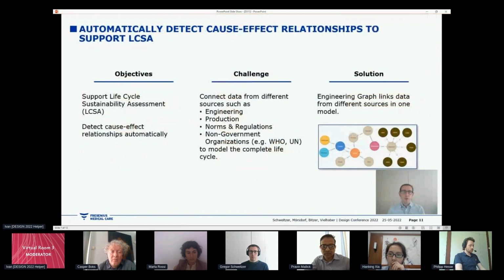So in our paper, we had the objective to support lifecycle sustainability assessments by detecting cause-effect relationships automatically. Our solution is the engineering graph that we would like to propose, because it is well suited, as we have seen, to connect data from different sources in one model and therefore support us in finding cause-effect relationships.